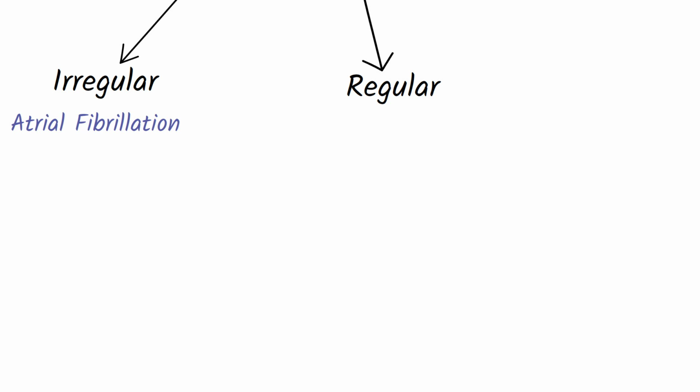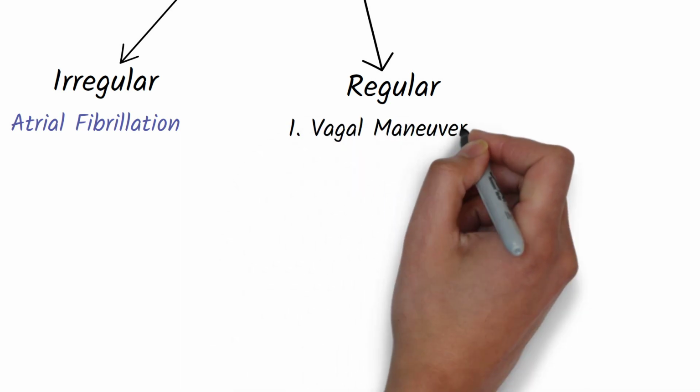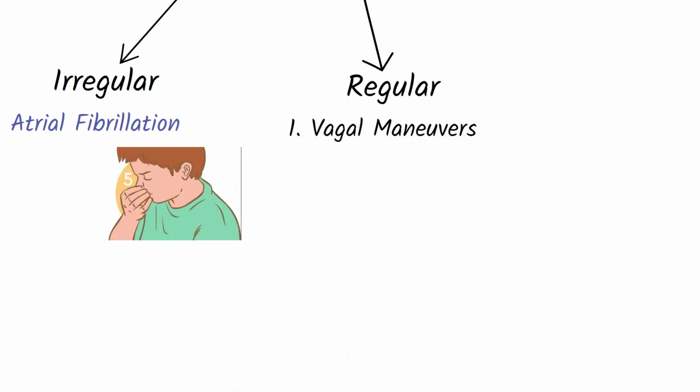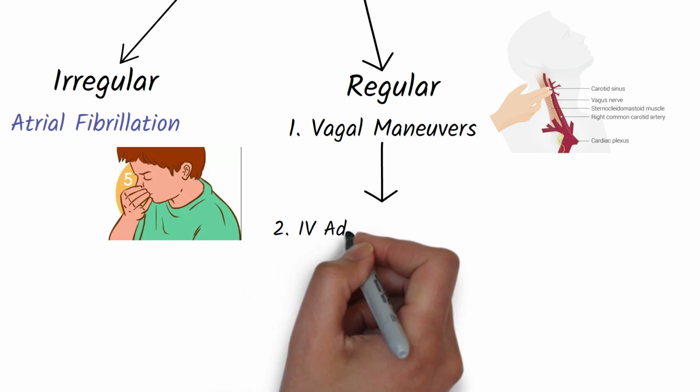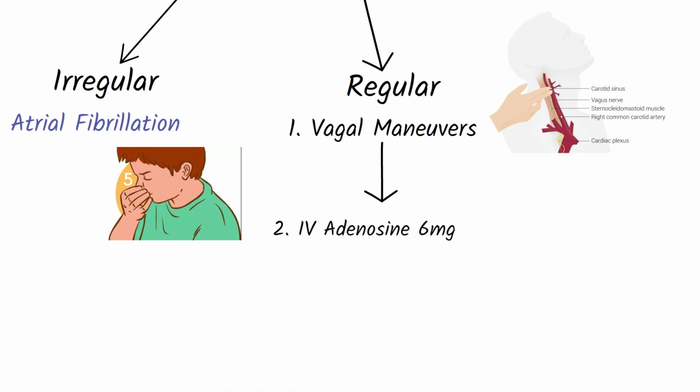So firstly, we do vagal maneuvers. Vagal maneuvers include a Valsalva maneuver and carotid sinus massage. Valsalva maneuvers can be done by asking the patient to blow hard against resistance. If vagal maneuvers fail, then intravenous adenosine is given, starting with a dose of 6 mg. And if there is no effect to 6 mg of adenosine, then we give 12 mg. If still no effect, then we give another 12 mg of adenosine.